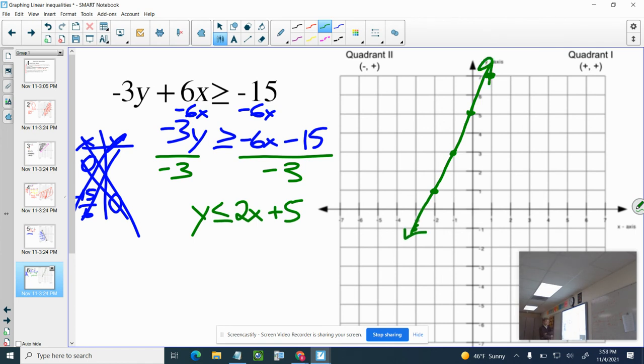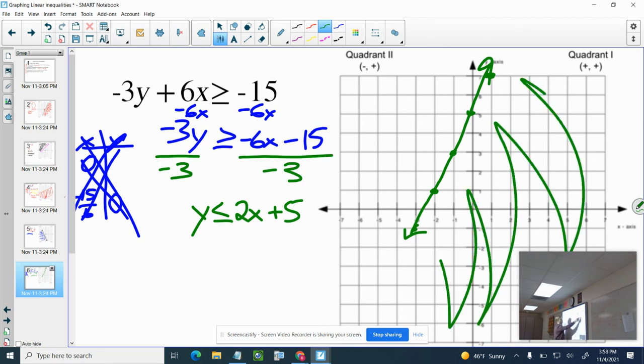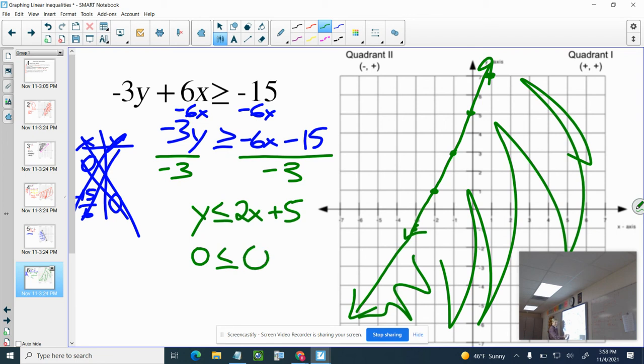All right. And I did a solid line because we are equal to this. And then I'm less than that. So I know just from looking at it, I'm going to be below this. So I'm going to be over here. Now, we can also check that point. So I put 0 less than 0 because 2 times 0 is 0 plus 5. 0 is indeed less than 5. So that point right there has to be one of my solutions, and that's why we shaded over here.